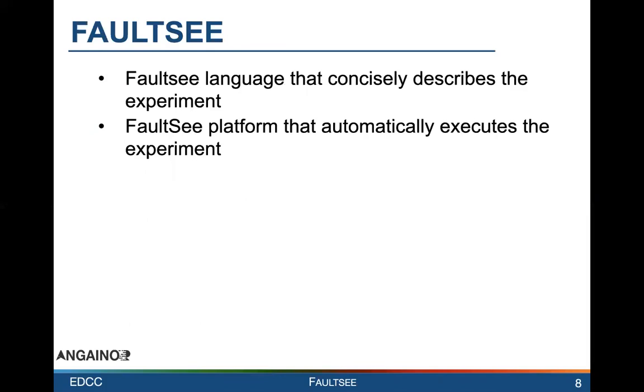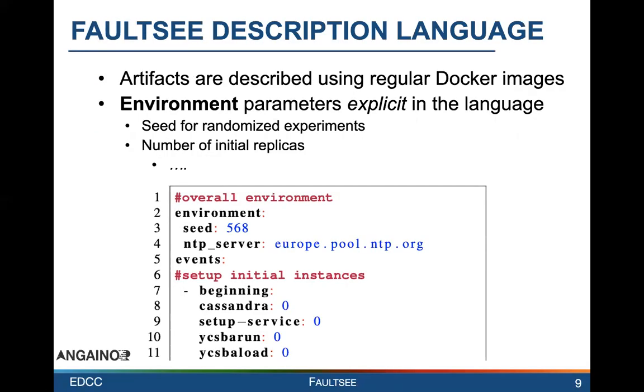So with FaultSee, we aim to address this problem. First, by designing a language that concisely describes the experiment and captures as much information as possible about the experiment. And second, we want to also have a tool that picks this experiment and is able to automatically and efficiently execute it. For artifacts, we leverage existing work, and we essentially assume they are described as Docker images. Docker is already very powerful to describe existing artifacts, the configuration, and so on, but not the environment.